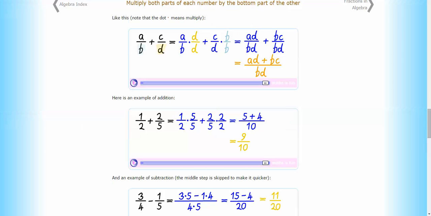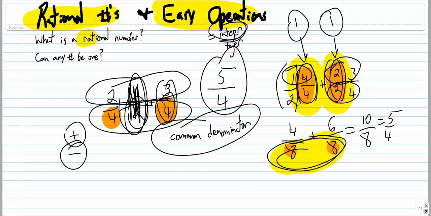Okay, so there is your introduction to rational numbers and doing some easy operations with them.